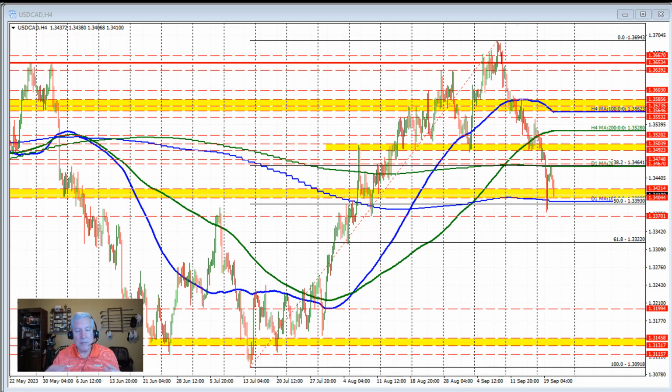So the levels are pretty much defined in the dollar versus Canada. It's just a matter of breaking out and seeing if the momentum can break in the direction of the breakout. Yesterday it failed. Today the resistance held. So it's just part of trading. We'll see how it all pans out.